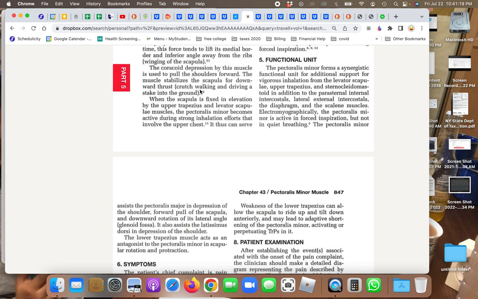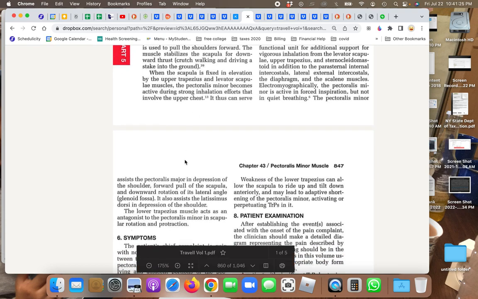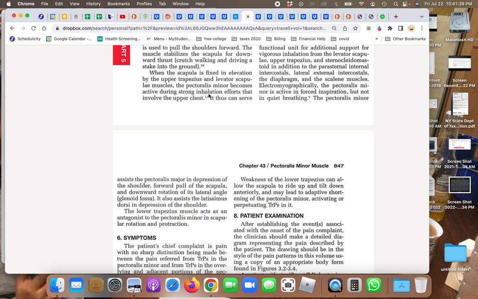Now, if you take the shoulder blades the opposite way, take them up towards your ears, then what happens when the scapula is in a fixed elevation by the upper trapezius and levator scapula, the pectoralis minor becomes active during strong inhalation that involves the upper chest. So if you raise your shoulder blades up towards your ears and you touch the pec minor muscle right under your clavicle and you take a deep breath in, at the end of that deep breath, you can feel your pectoralis minor muscle starting to contract.